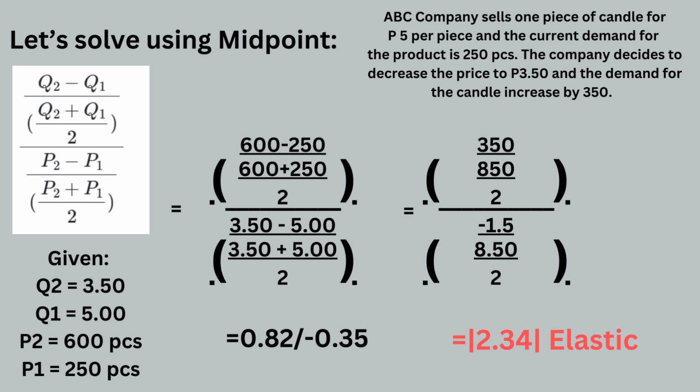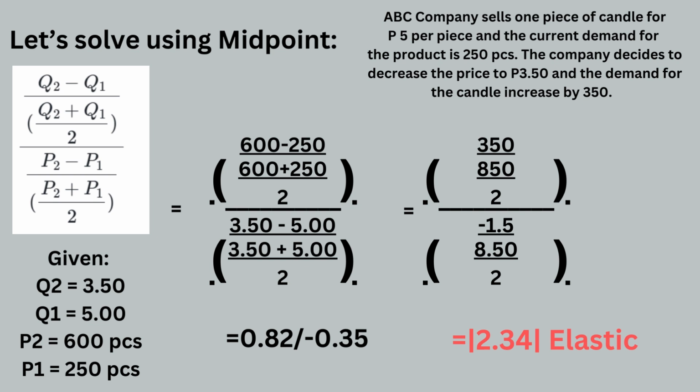So 600 less 250 is 350. 600 plus 250 is 850. So retain the 2. For the price, 3.5 less 5 is equal to negative 1.5 over (3.5 plus 5) divided by 2, which is 8.5 divided by 2. Next is 350 divided by 850 divided by 2. So first, we need to divide 850 by 2. 850 divided by 2 is 425.